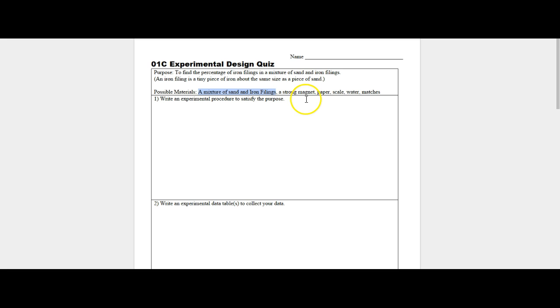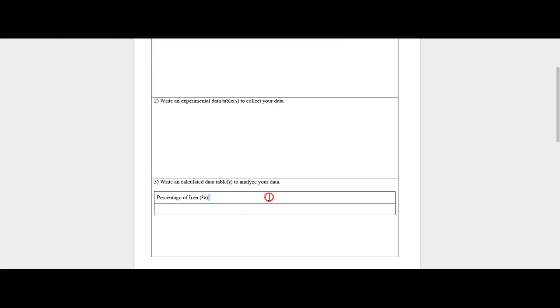Whether I'm weighing the magnet and the iron together, or maybe weighing the iron on a piece of paper, I can't just scrape my iron onto the scale. So my mass of iron is not going to be a measurement. It's also going to be a calculation. That was a big mistake that people made, that they thought they were going to be able to measure things that they couldn't.